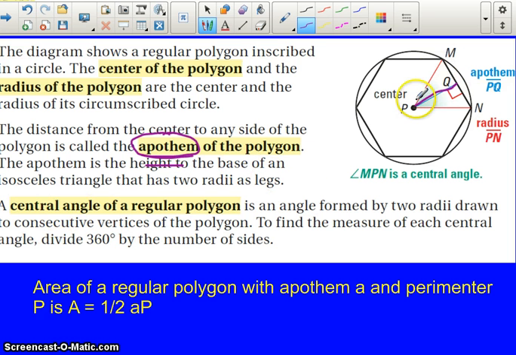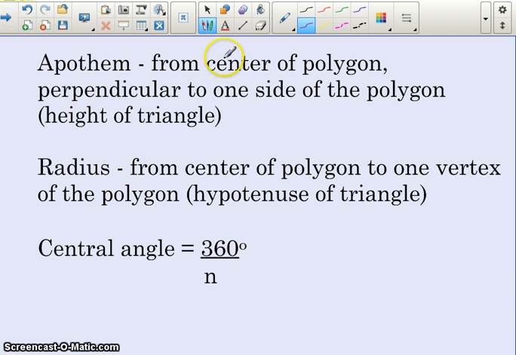Central angle, any angle that is formed by 2 radii from the center of the polygon. Alright, the area of a regular polygon with an apothem a and a perimeter P is equal to 1/2 the apothem times the perimeter. Okay, make sure you got that formula down. It just describes what a radius again is, what apothem is, and how we find a central angle.